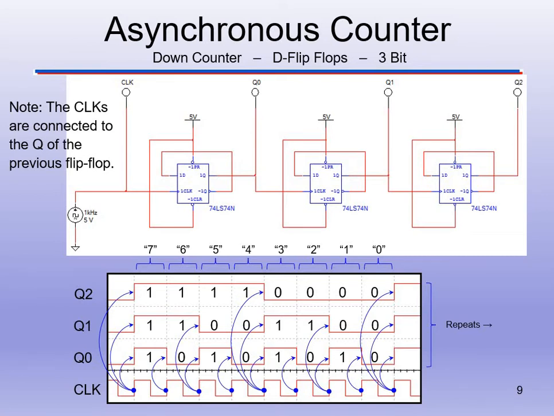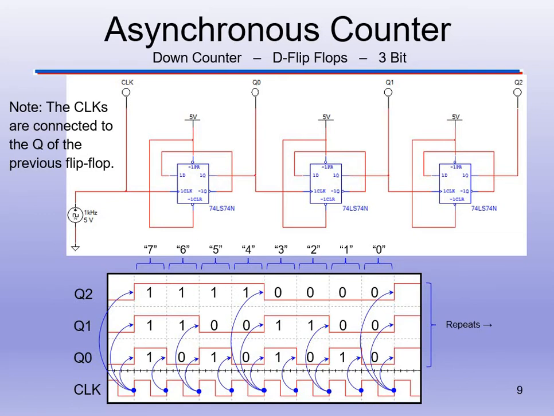So we're using Q for the down counter. If we remember the up counter, which we looked at earlier, we were pulling the clock for the next two flip-flops from Q bar of each of the preceding flip-flops. For this one, we're pulling from Q of the preceding flip-flops. So that's how we're going to do a down counter.